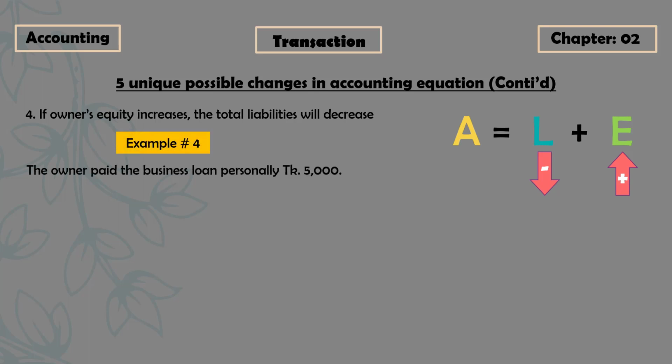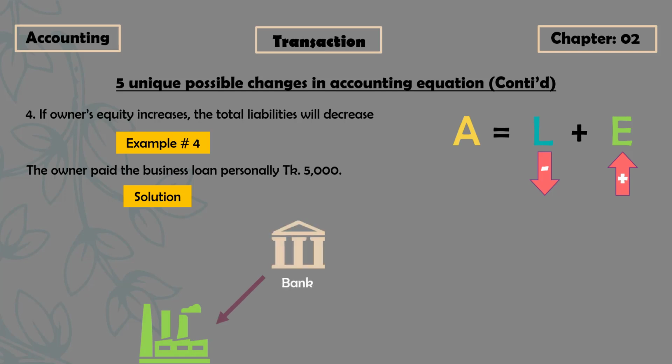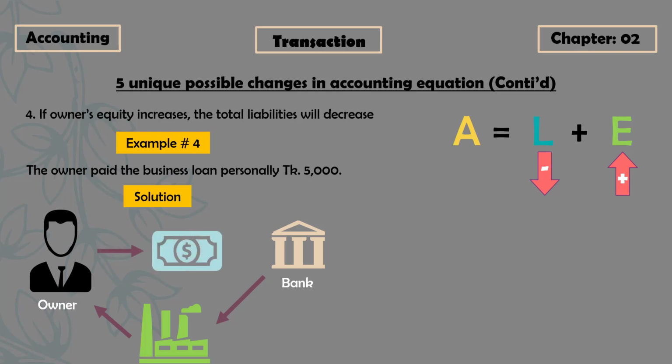The owner paid the business loan personally taka 5000. Let's see the illustration, graphical illustration first. Business took loan from bank, and on behalf of business, owner paid the loan by cash to the bank.